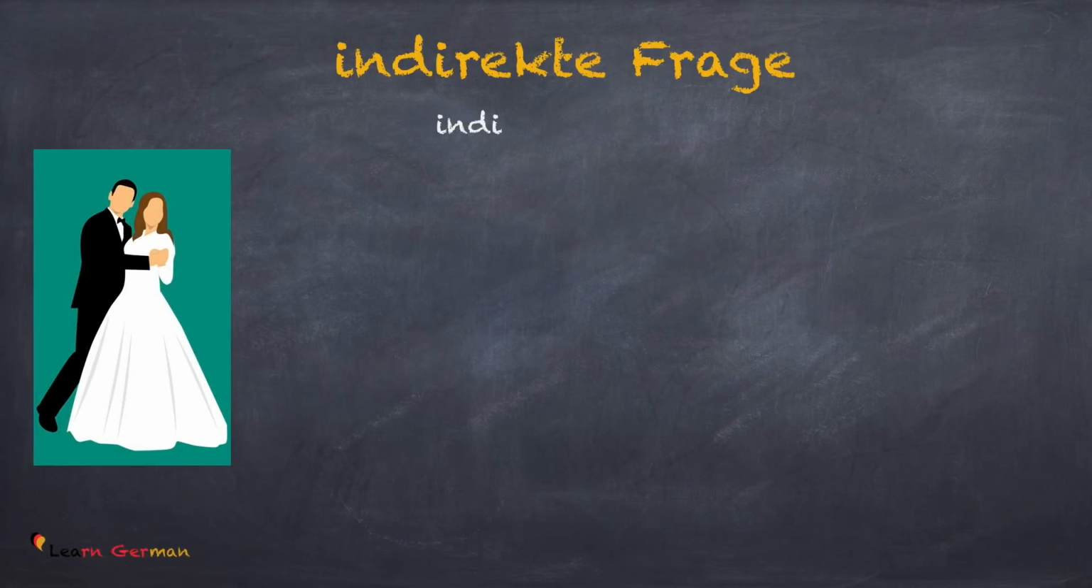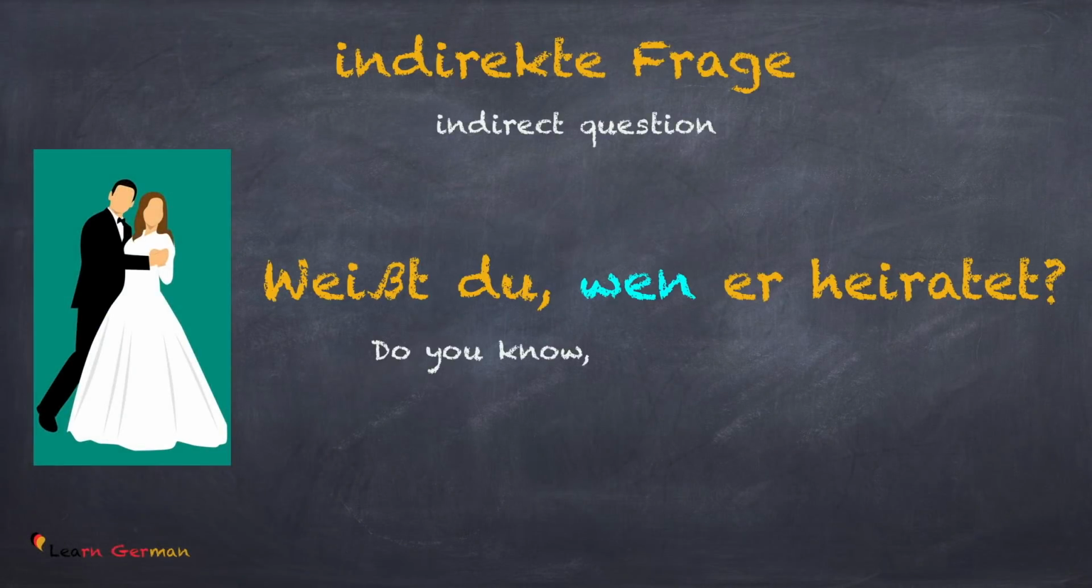Here's an example for indirekte Frage. Weißt du, wen er heiratet? In this case, wen will be placed immediately after the comma and the verb goes at the end.